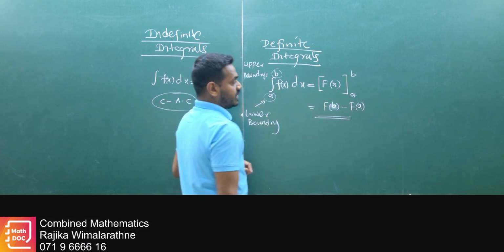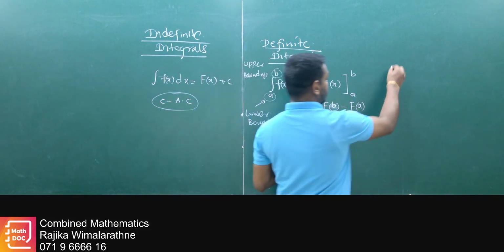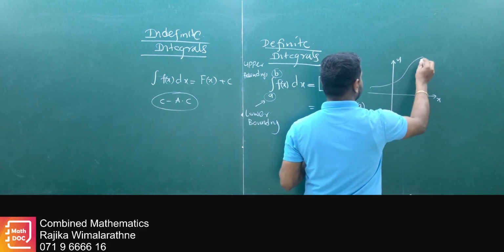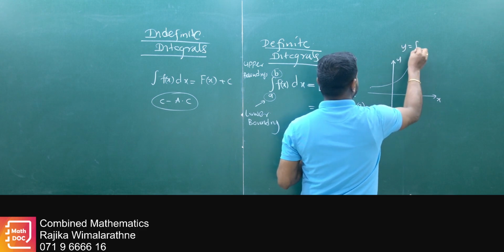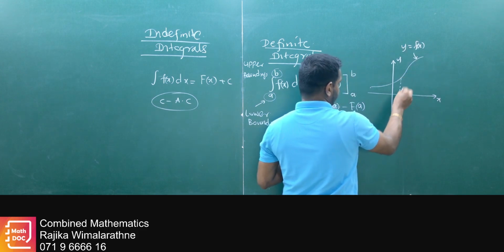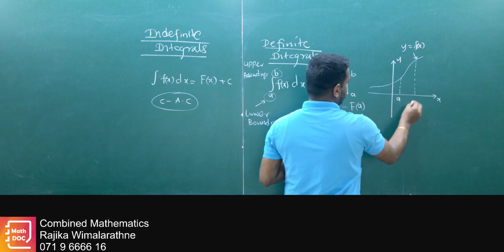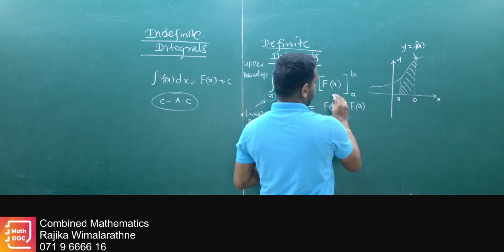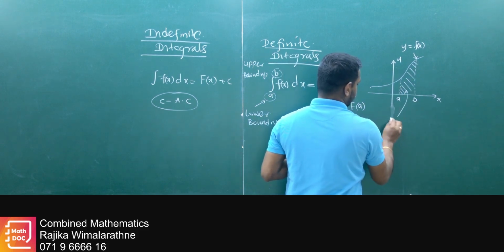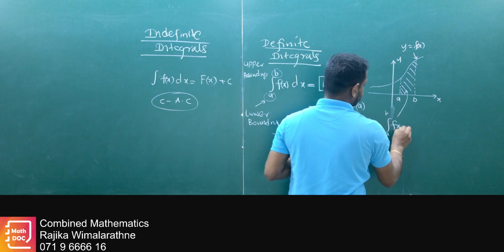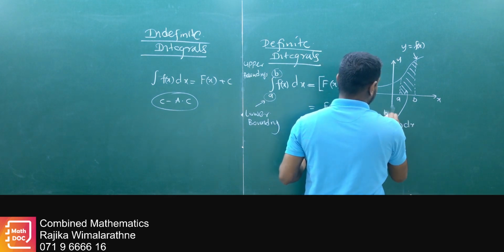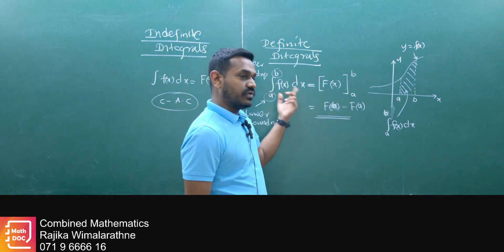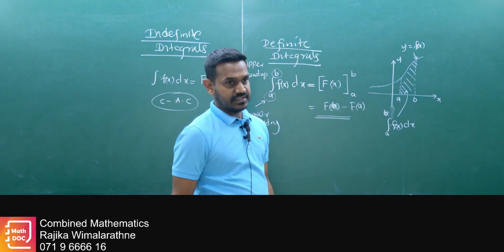So this definite integral represents an area. Here x-axis, y-axis, you consider a function like this, say y equals f(x). Then here say a, here b. Then the definite integral represents this area, the area represented by the definite integral a to b f(x) dx. Usually by definite integrals we can find areas, volumes and so on. Okay, that is about definite integrals.